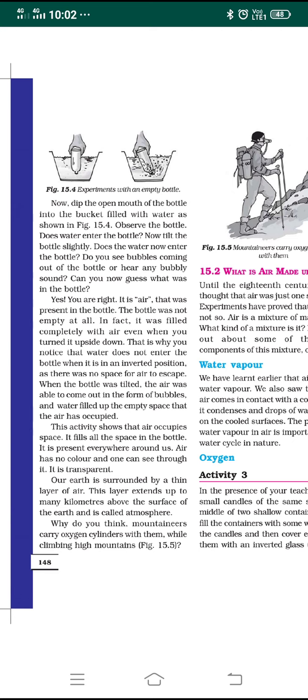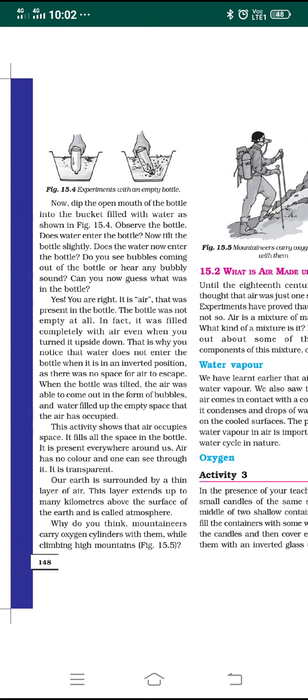You are dipping the water bottle, the mouth of the bottle, directly into the water bucket filled with water straight away. There is no way for the air to escape, because the air is filled inside the bottle and there is no space for it to go. Hence the water cannot enter, though it is dipped in an inverted position.